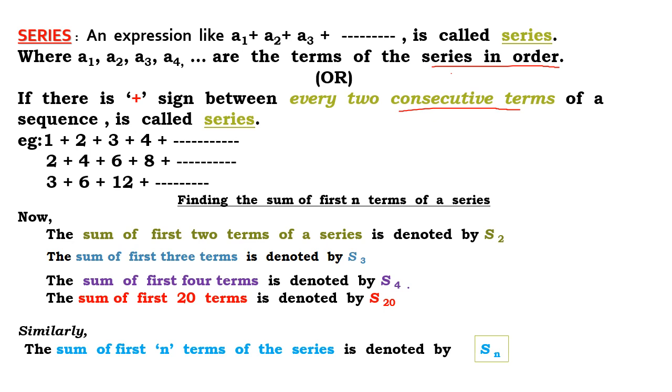Example: 1 plus 2 plus 3 plus 4 plus and so on. Here you observe that between two consecutive terms we have a plus sign. Therefore, this is called a series. Another example: 2 plus 4 plus 6 plus 8 plus and so on. Another example: 3 plus 6 plus 12 plus and so on.